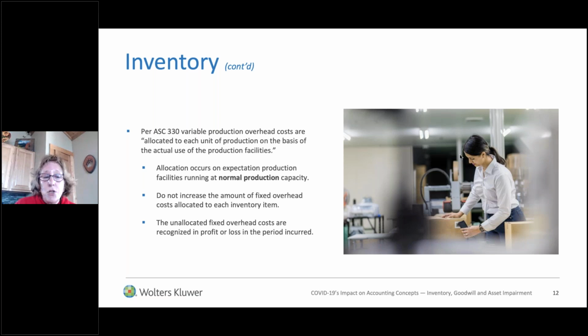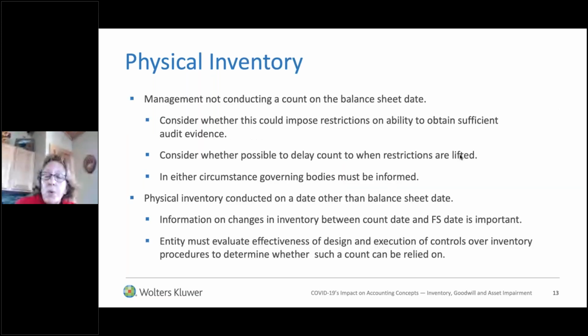So basically, they say do not increase the amount of fixed overhead costs allocated to each inventory item in the event you have issues, and the unallocated fixed overhead costs are recognized in profit or loss in the period that they are incurred. Besides valuation of inventory, you're really going to need to look at your organization, and you're going to have to segregate that out maybe into the types of inventory. You may have various inventory warehouses, so some may be impacted more than others. You're going to have to evaluate that. And like I said, that'll impact your reserves, your obsolescence, maybe your write-downs.